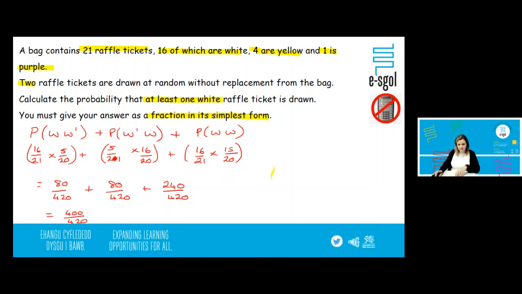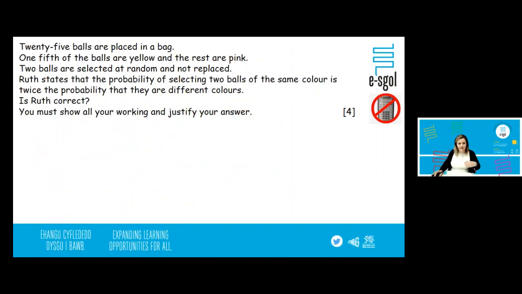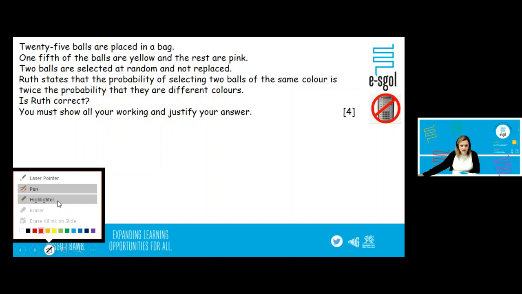Okay, we're going to do one final question before we have a quick plenary at the end. So this is going to be our last proper question here of our GCSE ones. So we've got 25 balls placed in a bag. 1/5 of the balls are yellow. Let's just highlight some of this.